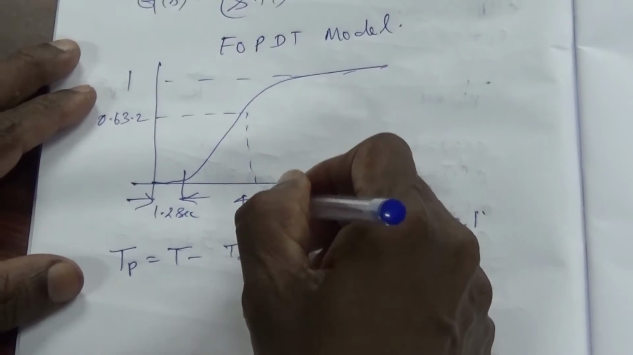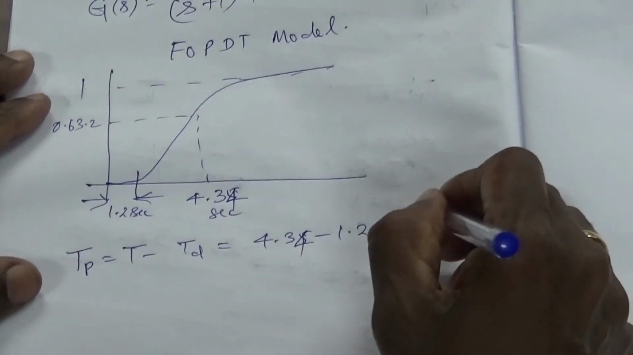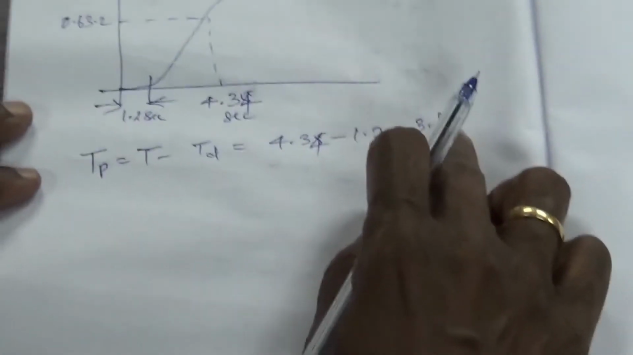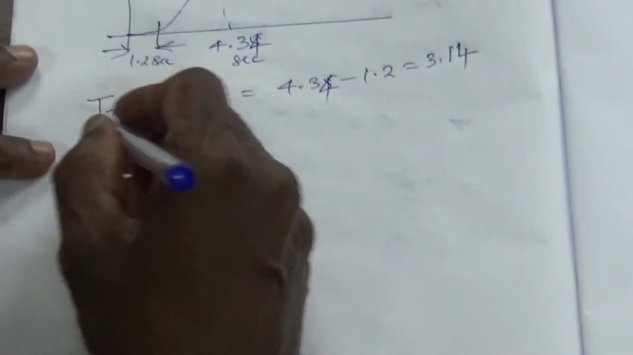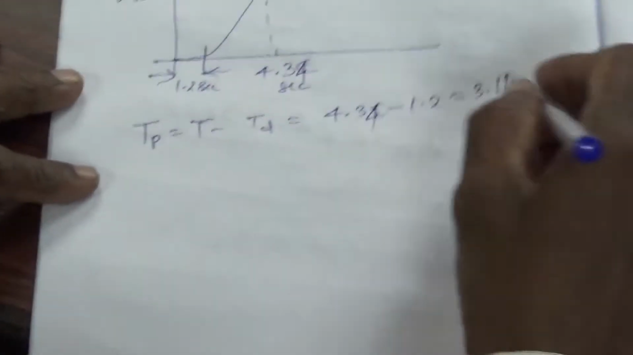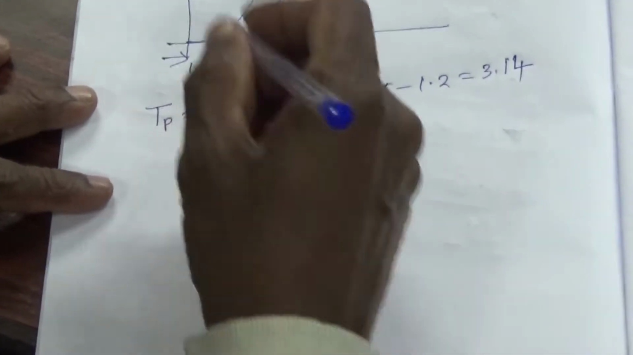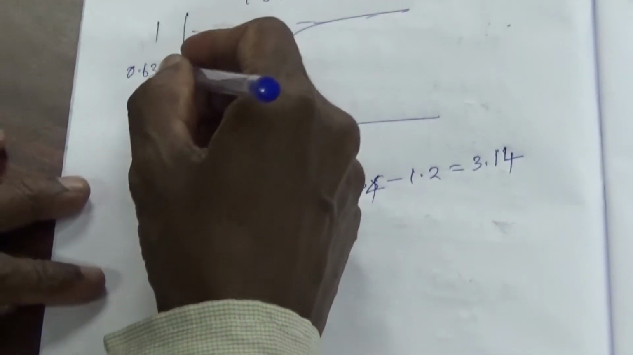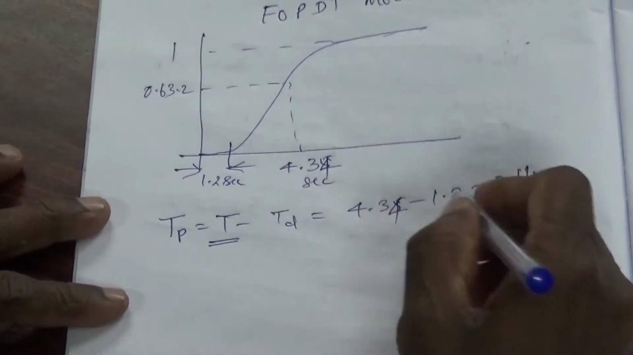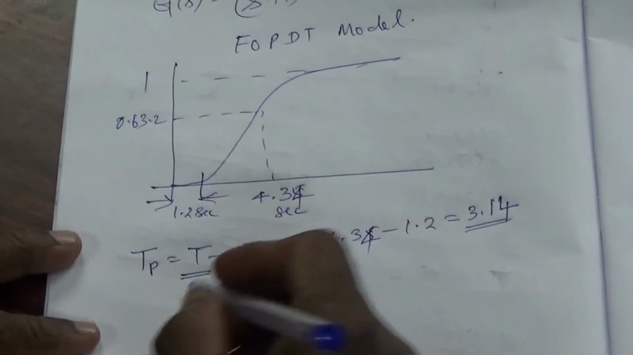Let us assume 4.34 minus 1.2, that's 3.14. Sorry, the time constant is 3.14. Time taken to reach 63.2% of final value is 4.34. If we subtract the dead time from that, then we will get the time constant as 3.14.